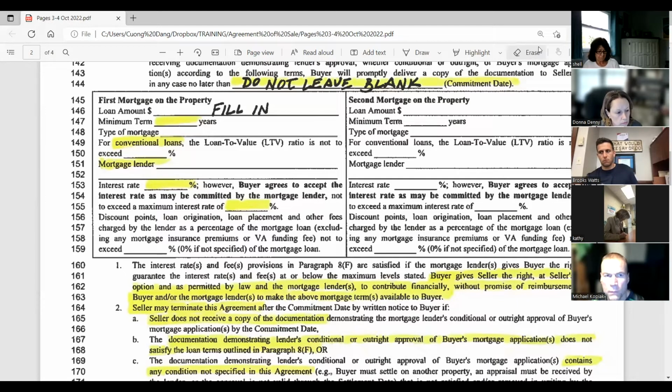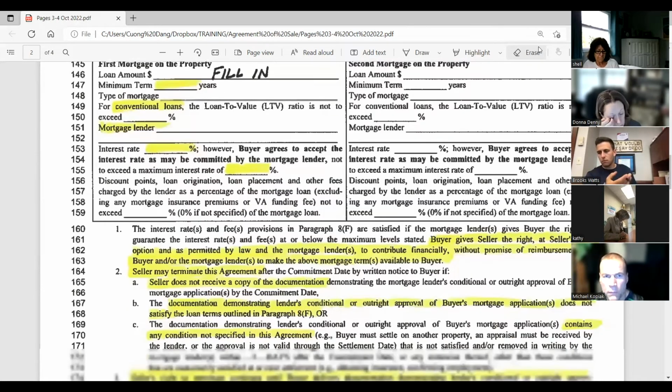Discount points, loan origination, loan placement, and other fees charged by the lender as a percentage of the mortgage loan, excluding any mortgage insurance premiums or VA funding fee, not to exceed blank %, 0 if not specified, of this mortgage loan. Number 1.